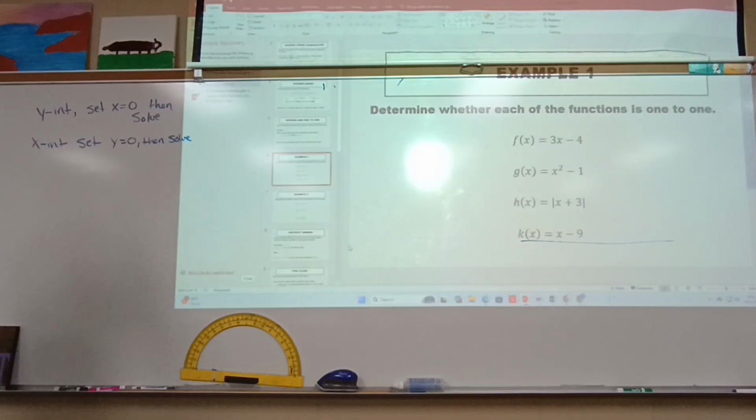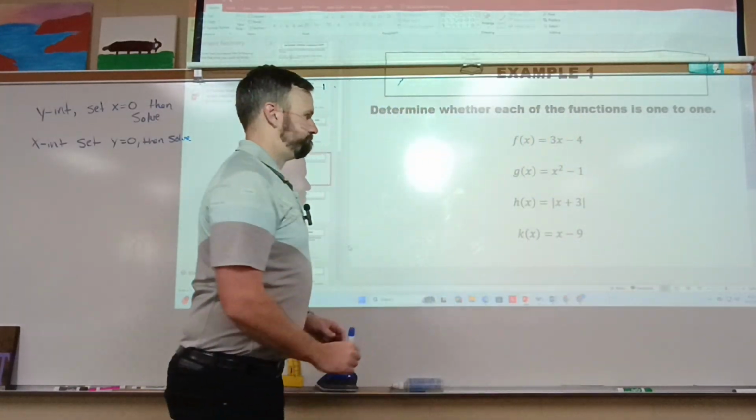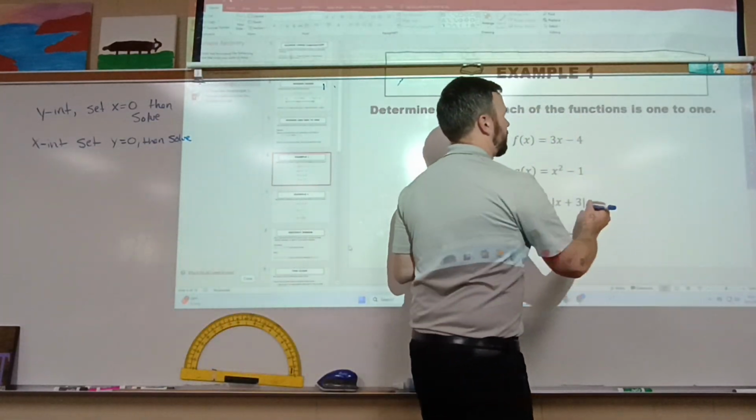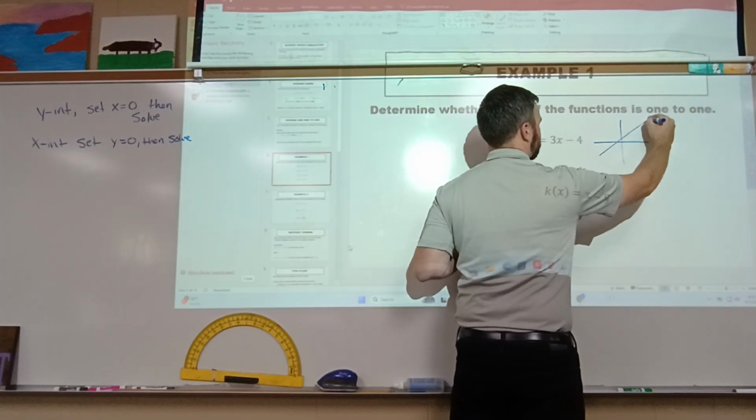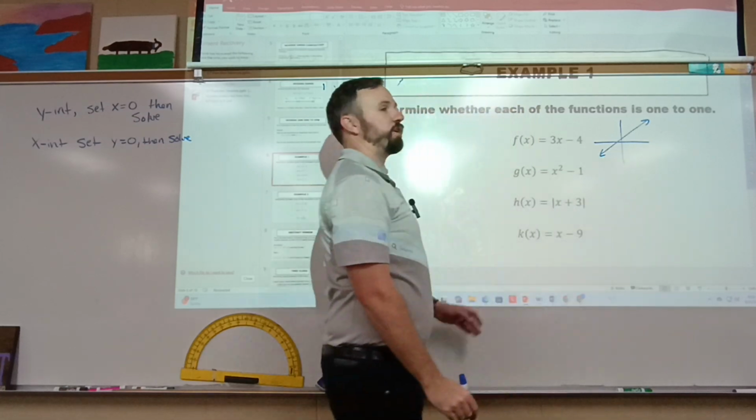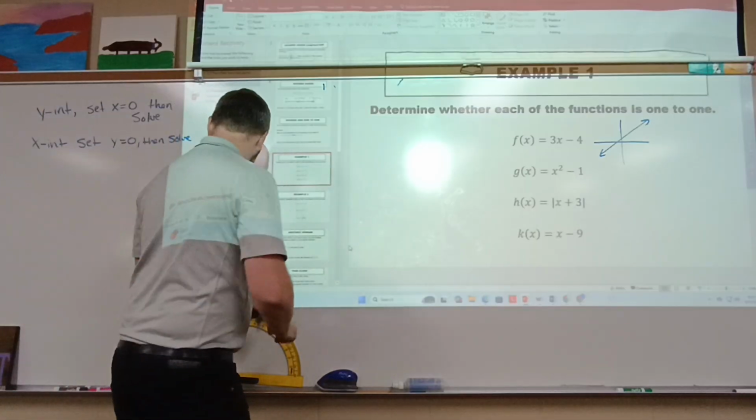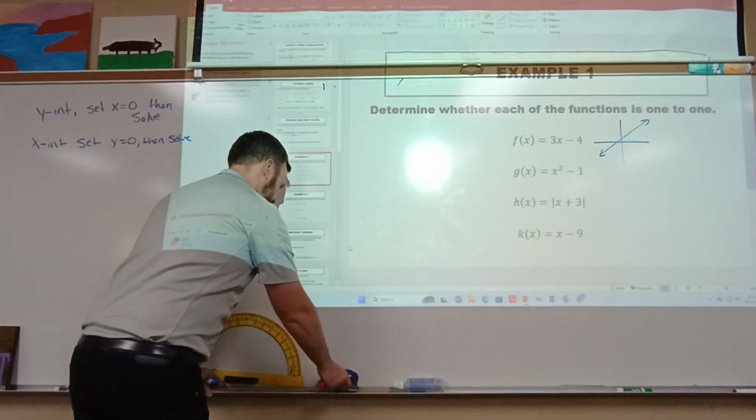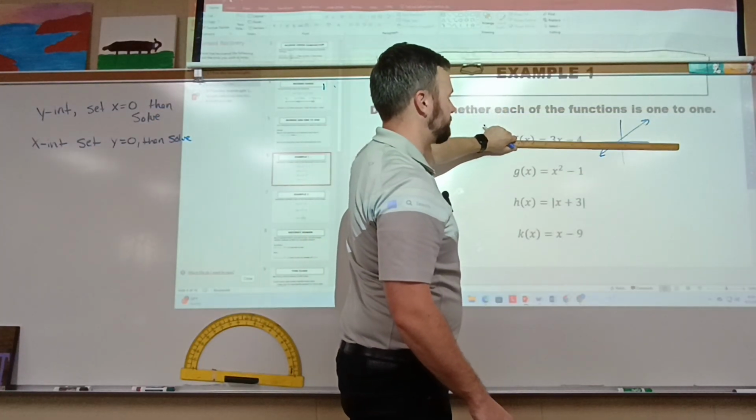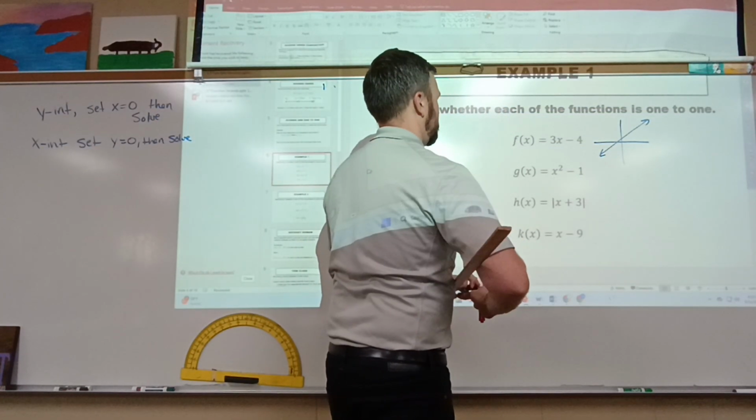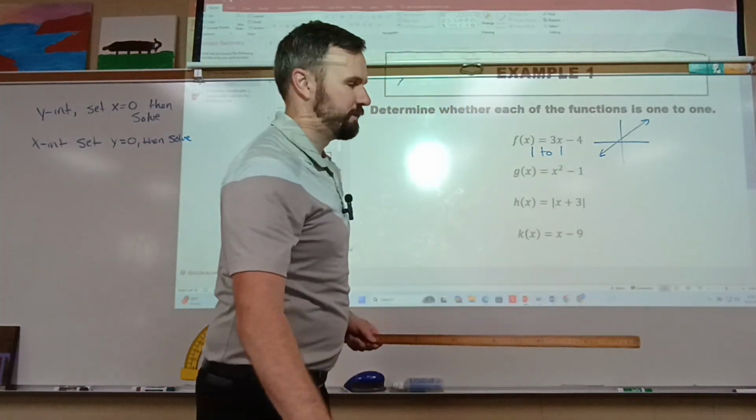Okay, so like, determine if these functions are 1-to-1. 3x minus 4. When I graph that, that's just a straight line, correct? It's not a quadratic. Is that 1-to-1? Does it pass no matter where? If I draw a horizontal line across it, does it only hit at one point? Yeah, so that's 1-to-1. Yes.